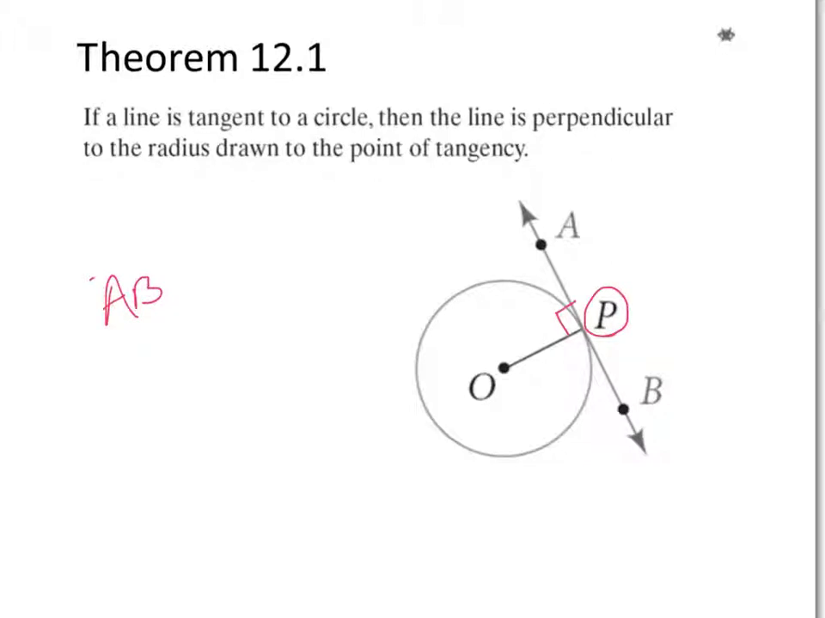So line AB is perpendicular to the radius OP. That's a theorem.